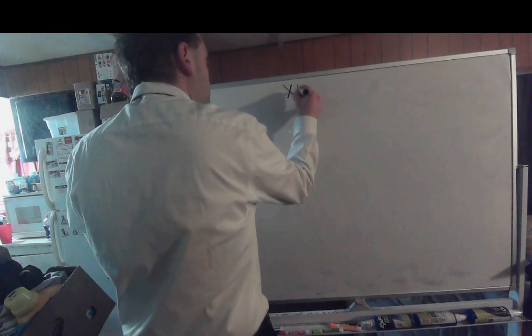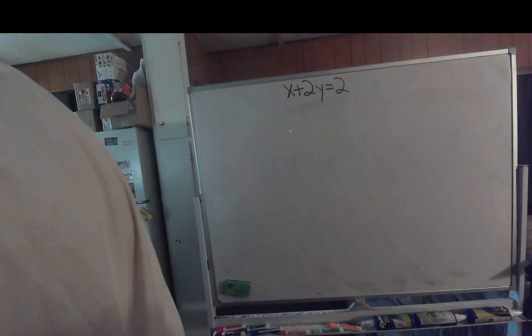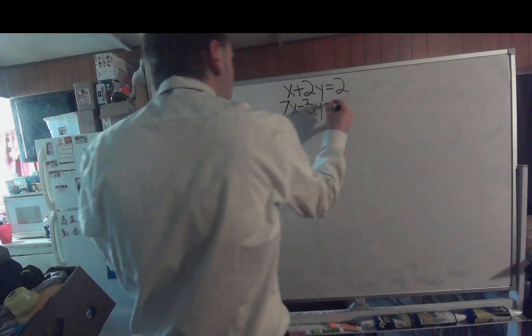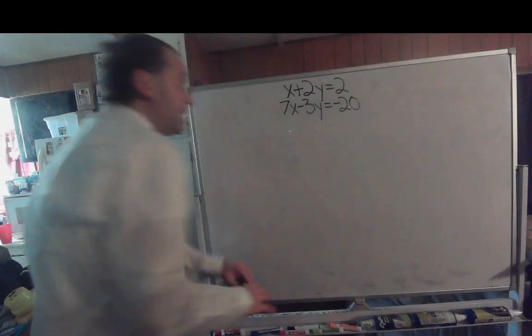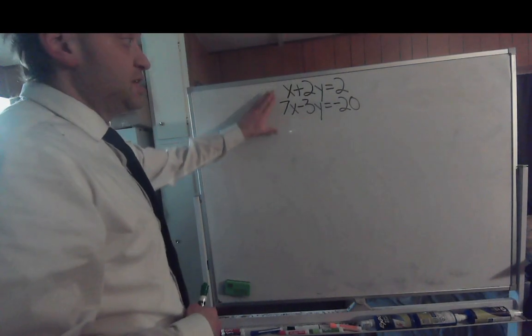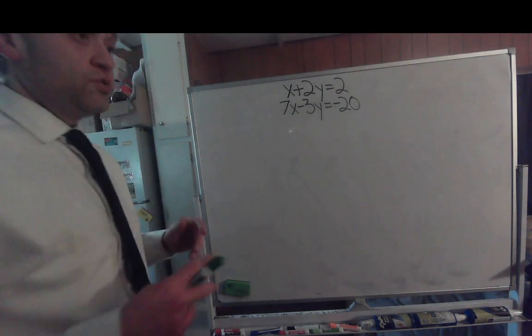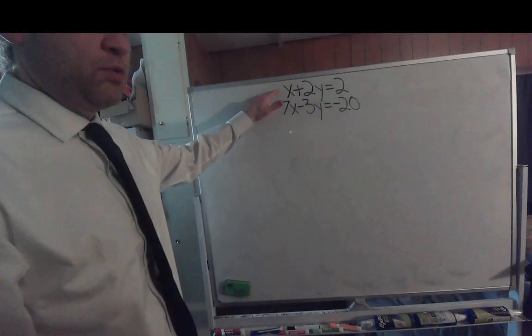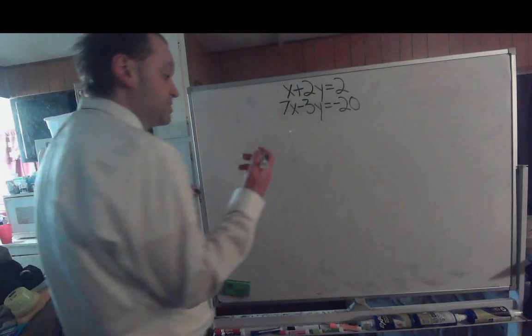We have x plus 2y equals 2. Then we're given that 7x minus 3y is equal to -20. So here's the new system of equations. We have x plus 2y equals 2, 7x minus 3y equals -20. Since we're using substitution, I think it's obvious we want to go with the first equation because you have a positive 1 coefficient on the x, so you can get that x by itself to form a substitution.